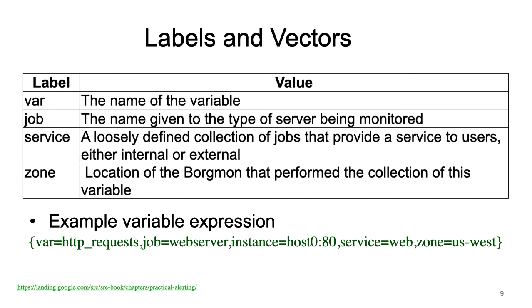What can be the different labels? A var can be the name of a variable, job can be the name given to a type of server being monitored. A service can be a loosely defined collection of jobs that provide a service to users, either internal or external. Zone is the location of the Borgmon that performs the collection of this variable. See here an example. The variable is http_requests. Job is webserver. Instance is host0 colon 80, including the port. Service is web and zone is us-west.